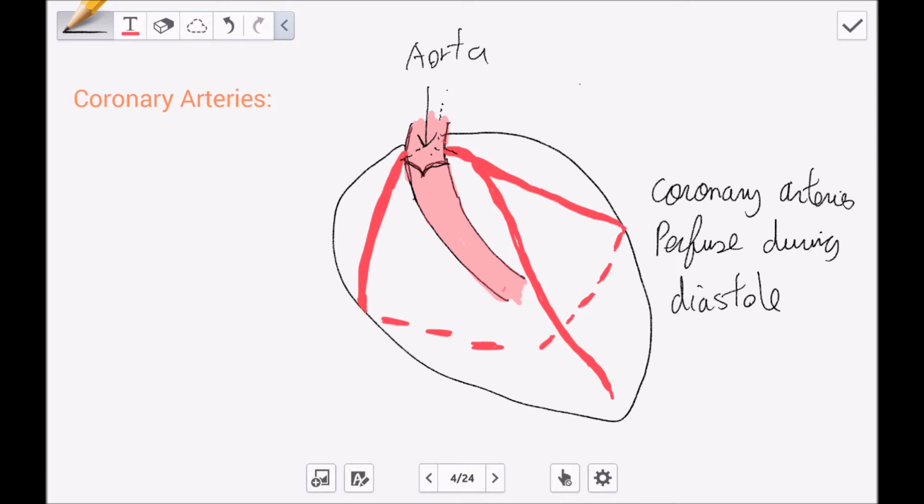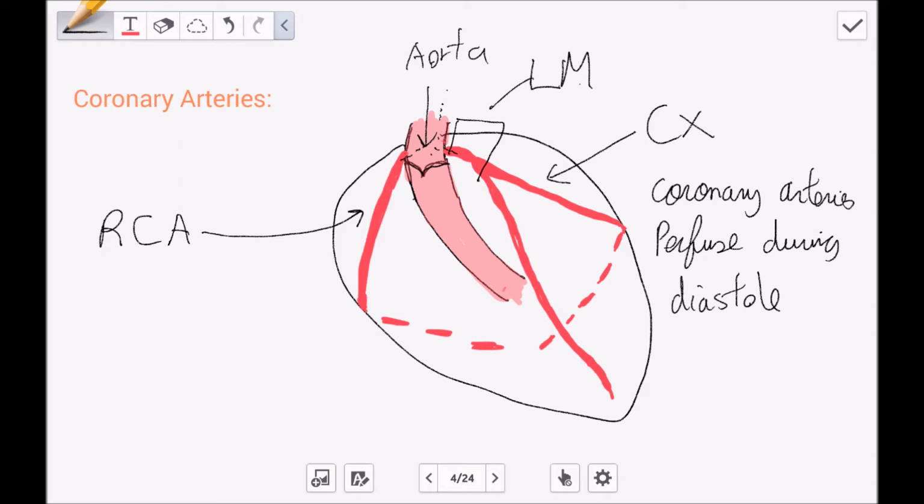We have the right coronary artery. We're going to put RCA for right coronary artery, and this one right over here. As you can see, it comes around and it wraps to the back and inferior part of the heart. On the left side of the heart, we have the left main, which is this part over here. Left main, I'm just going to put LM. And the left main actually breaks off into the circumflex, this one here. And the circumflex goes to the lateral side of the heart and also goes back. The circumflex we're going to put as CX for circumflex.